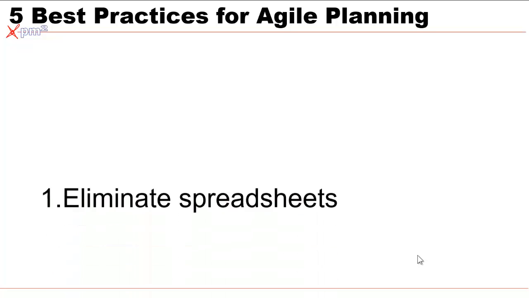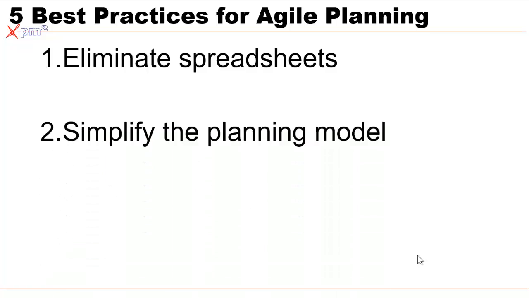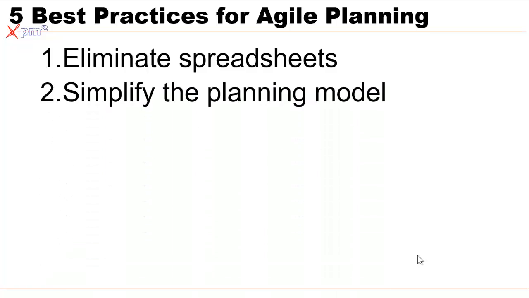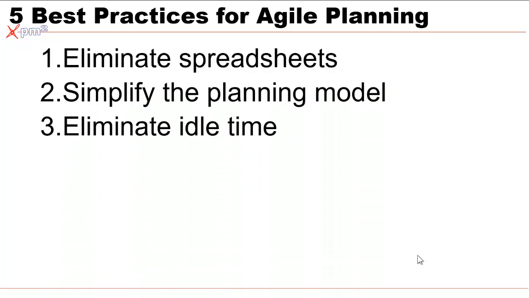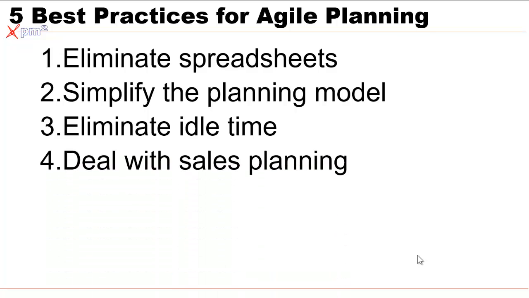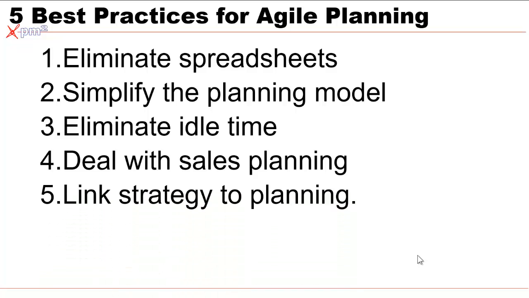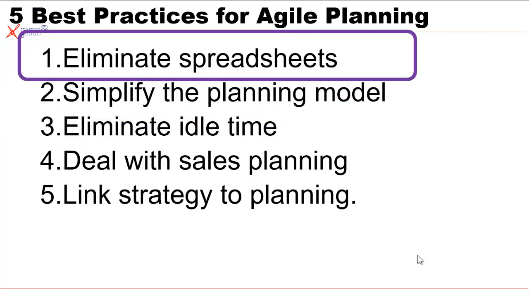So what are the 5 best practices you can begin doing right now to move you towards Agile? Thing 1, get rid of all those spreadsheets. Thing 2, simplify your overall planning model. Thing 3, eliminate the idle time within your planning process. Thing 4, deal with that sales planning issue and get better accuracy. And then finally, link strategy to the planning process. Let's take a look at each one of those, obviously starting off with eliminate spreadsheets.